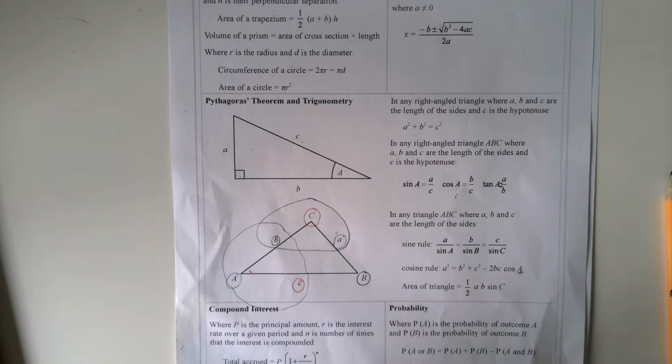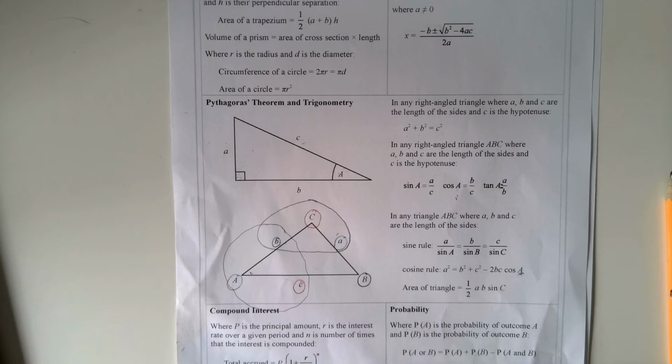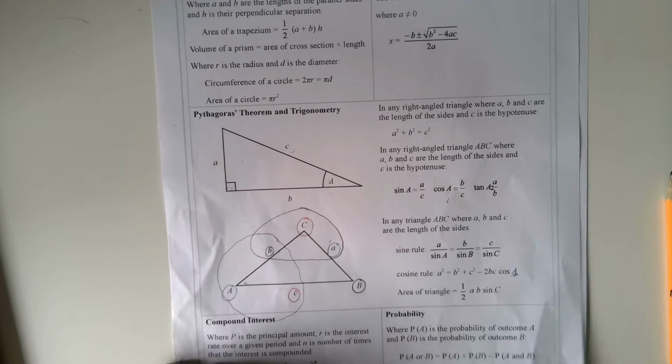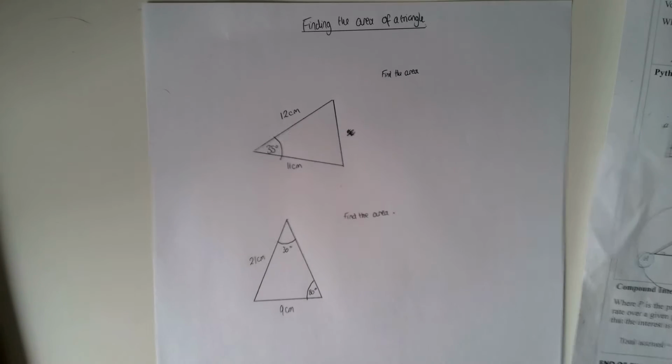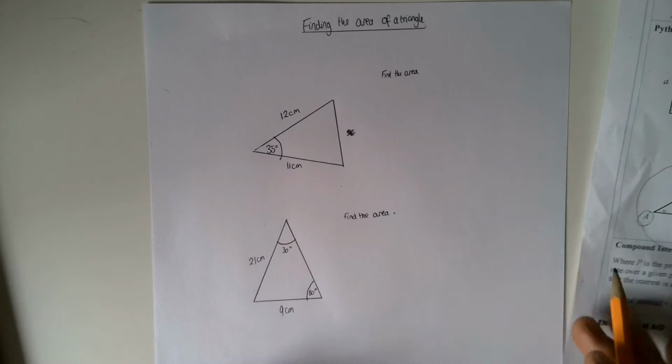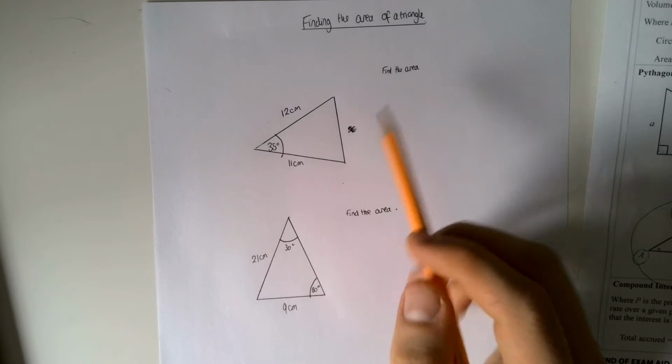So my advice would always be, whenever you are given a question where you are asked to find the area of a triangle and the triangle has an angle inside it, you're probably going to want to use this rather than half base times height. So hopefully we're used to this by now. We've been asked to find the area of this triangle.